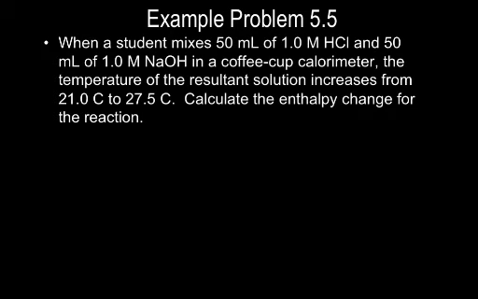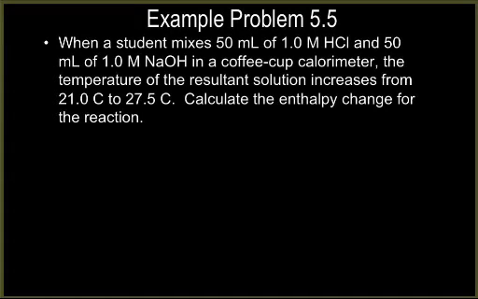Okay, so here's another example problem that uses the coffee cup calorimeter, or the constant pressure calorimeter. This says a student has 50 milliliters of 1 molar HCl and 50 milliliters of 1 molar NaOH in a coffee cup calorimeter. The temperature increases from 21 degrees Celsius to 27.5 degrees Celsius. We want to know the enthalpy change for this reaction.